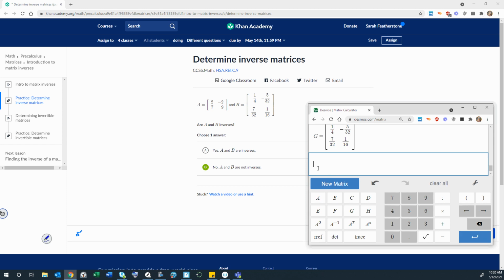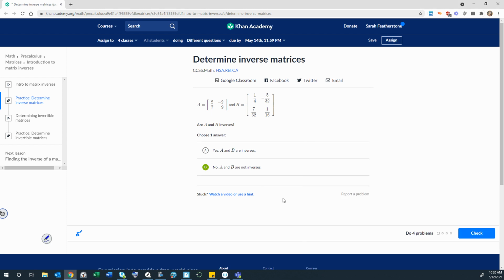So now I can actually try multiplying those together. Remember how I renamed them so they're not A and B anymore. They are F times G. If I multiply F times G together and they are inverses, then this answer over here should be 1, 0, 0, 1. Is it? This answer is not 1, 0, 0, 1. It is weird decimals. So that's another thing that tells me that these are not inverses.